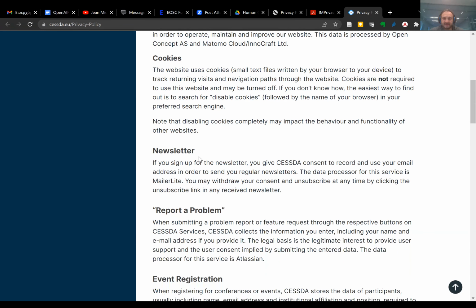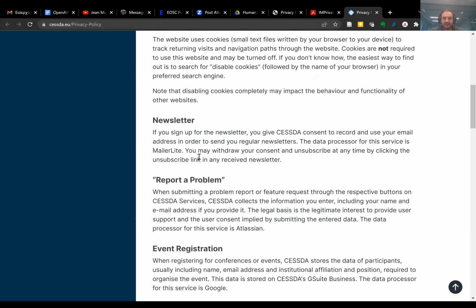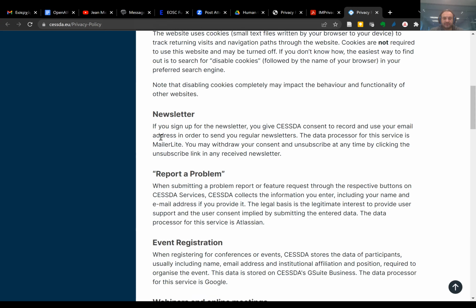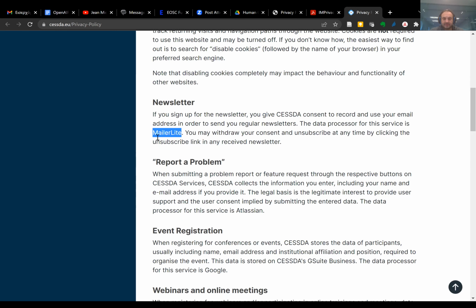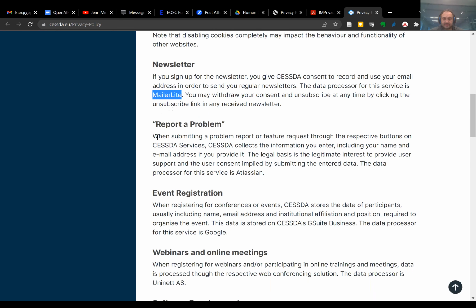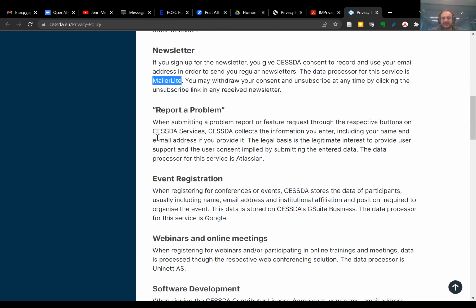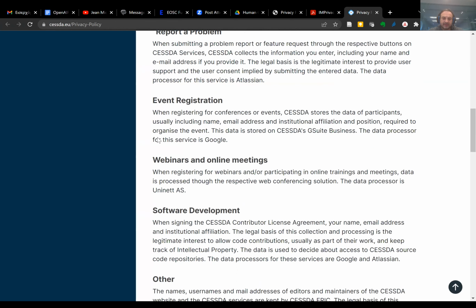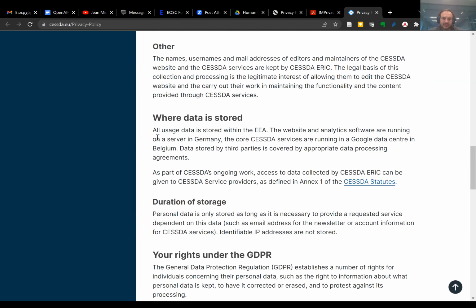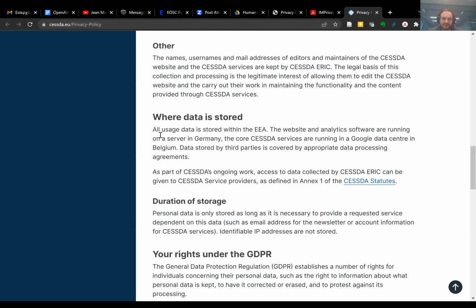Newsletter is consent. Again, you transfer data outside the EU. In certain cases, you have legitimate interest. In certain cases, consent, and that's fine. Okay, going faster. Where is data storage?